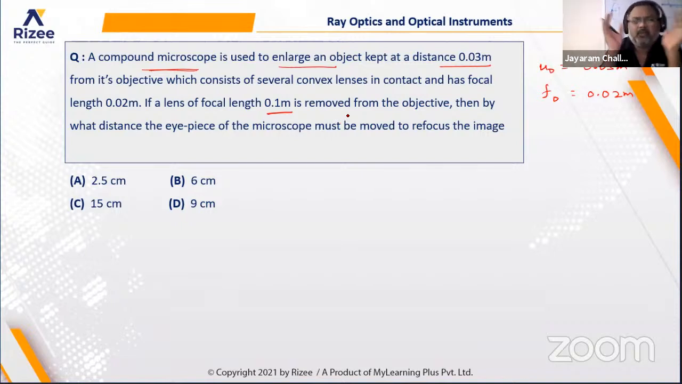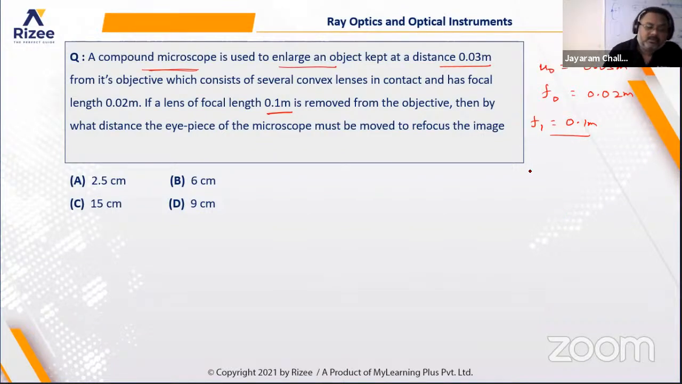He is having a combination of lenses, not one lens as we have discussed theoretically. The objective has several lenses, a group of lenses in contact, and the combined focal length of all the lenses is 0.02. Out of that, he is removing one lens whose focal length f1 is 0.1 meter from the objective group. Then by what distance should the eyepiece of the microscope be moved to refocus the image?